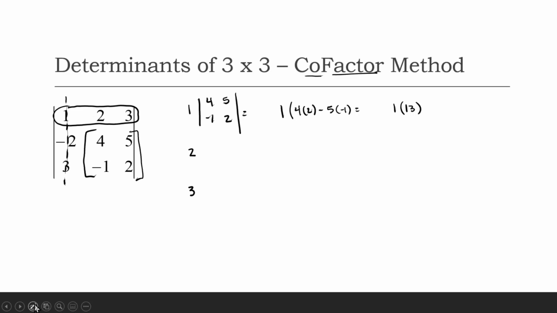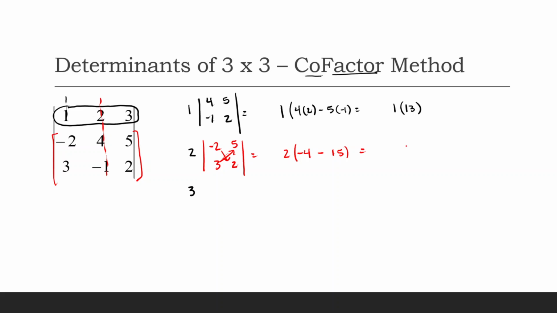Okay, then I'm going to do this same thing for the 2. Now the 2 is in column 2, so I'm going to get rid of column 2, and I'm going to form the minor that's left over. So that'll be -2, 5, 3, 2. And then I'm going to take the determinant of that. So that'll be -4 minus 15. So that's going to be 2 times -19. Okay, and then we do it again for the 3.